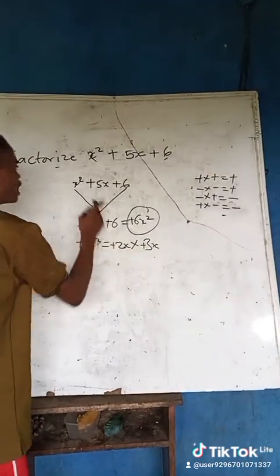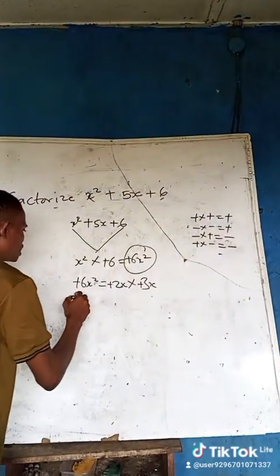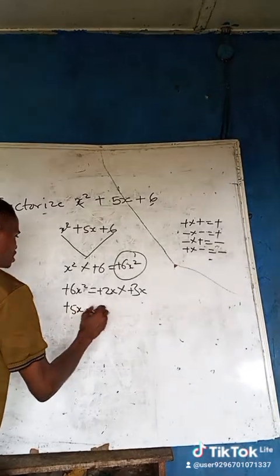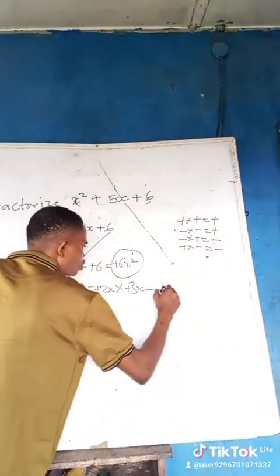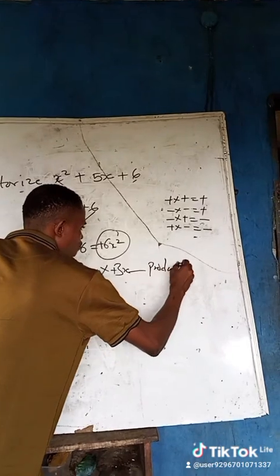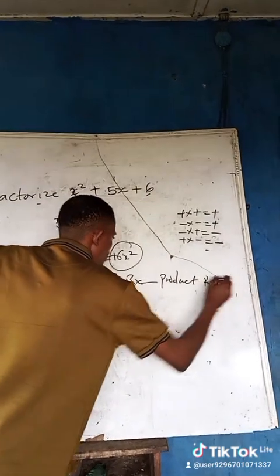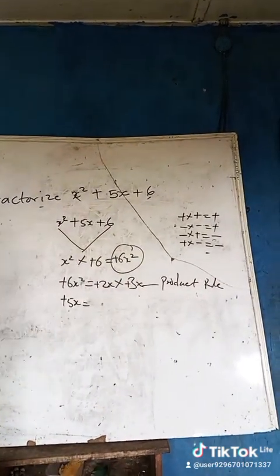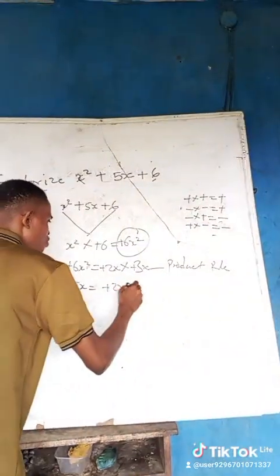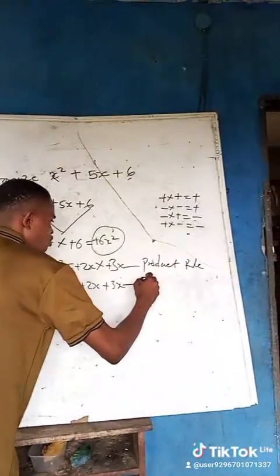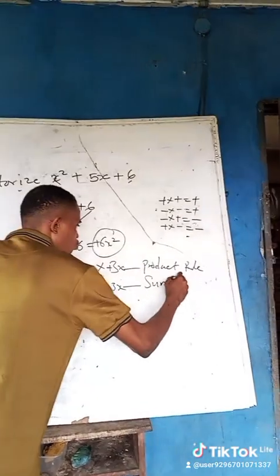Now, how do we get this plus 5x? You bring the ones in our list. We can call this one your product rule. You can also call this our sum rule, which is plus 2x plus 3x. So that was our sum rule.